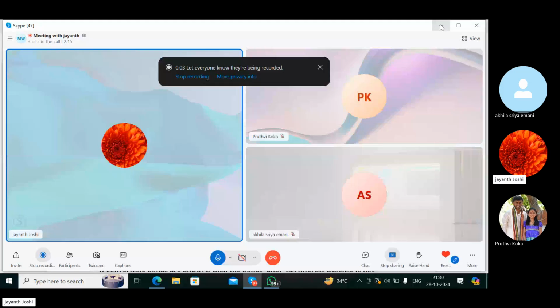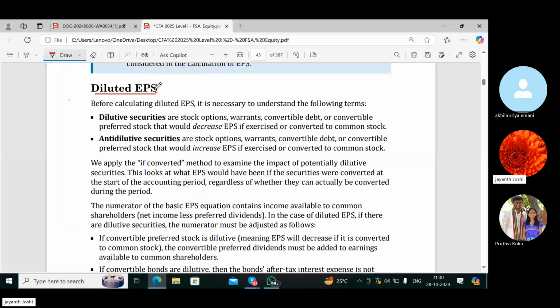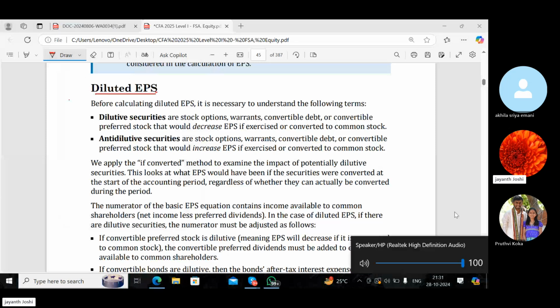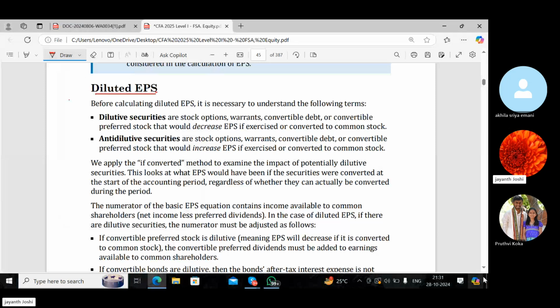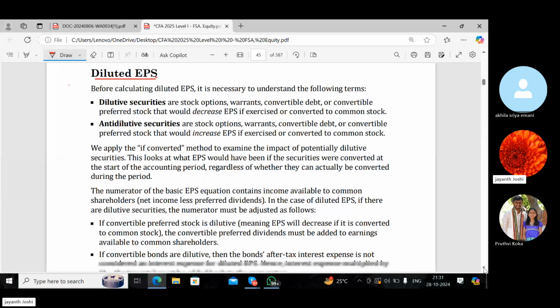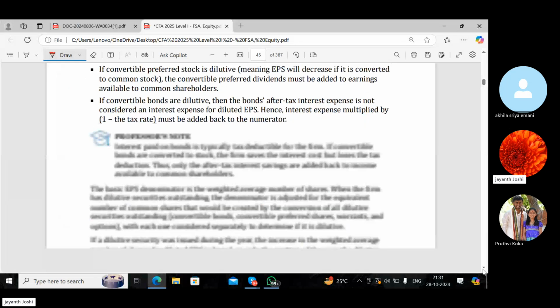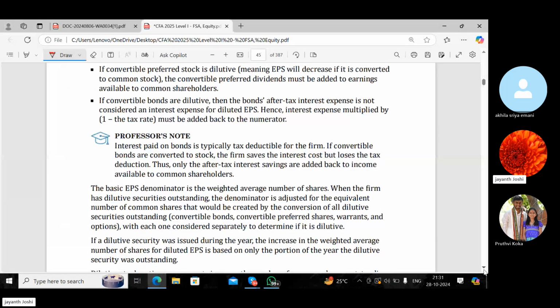So yesterday we started the diluted EPS concept, and I have given all the valid reasons to you to really understand why the dilution happens in case of earnings per share. What are the valid reasons for dilution of EPS? I have given all those valid reasons to you yesterday. Now let's understand about this in more detail today.